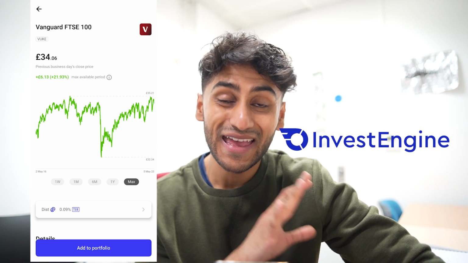However, if you use a platform like InvestEngine, you are actually paying the exact same fees that Vanguard charges, less the platform fees that Vanguard charges, which is currently around 0.15% of your total holdings up to £250,000. With InvestEngine, however, there actually are no platform fees at the moment. So as you can see, the total expense ratio of this fund is 0.09%, so slightly more expensive than the S&P 500.